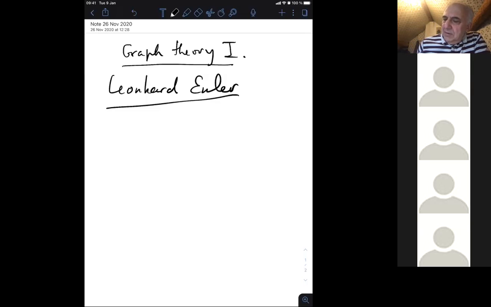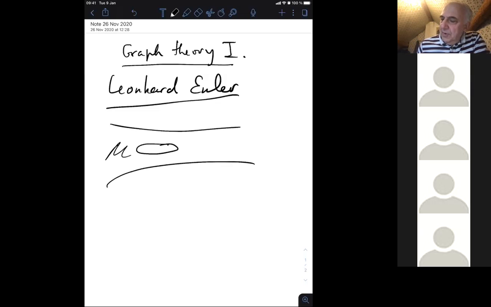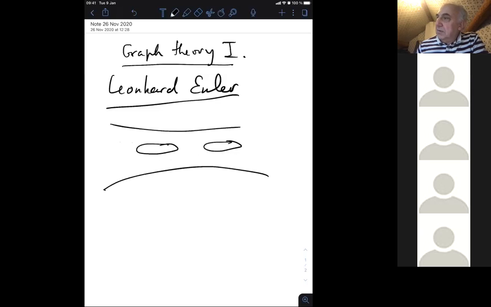Okay, so locally the situation was as follows. There were small islands inside the river. So this is the river, and this is the mainland. The islands were connected to each other and to the mainland by 7 bridges. The picture I found in the literature looks like this. There were 2 bridges here, another 2 going like this, then a bridge in between the 2 islands, and then 2 more from here to there.